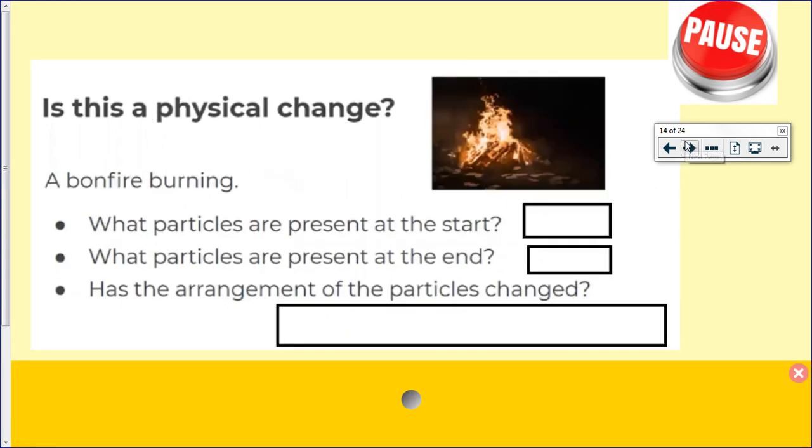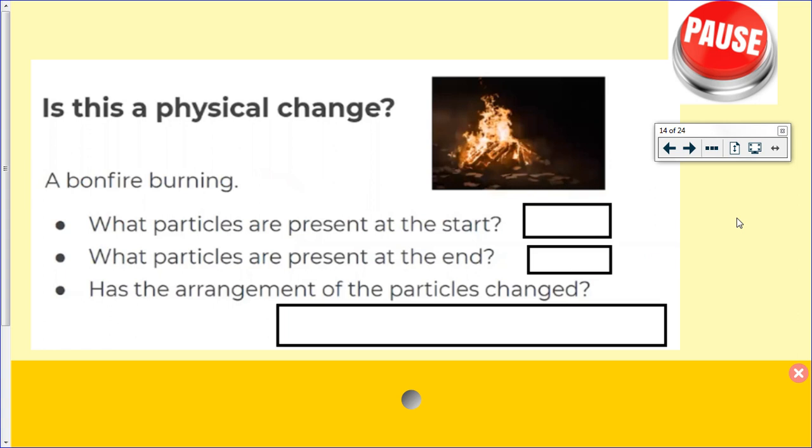Okay, think about this one then. Is this a physical change? A bonfire burning. So what do we start with before we add fire to a bonfire? What helps us create a bonfire? But then when we finish a bonfire, at the end, what particles are present? What are left at the end? Has the arrangement of the particles changed?